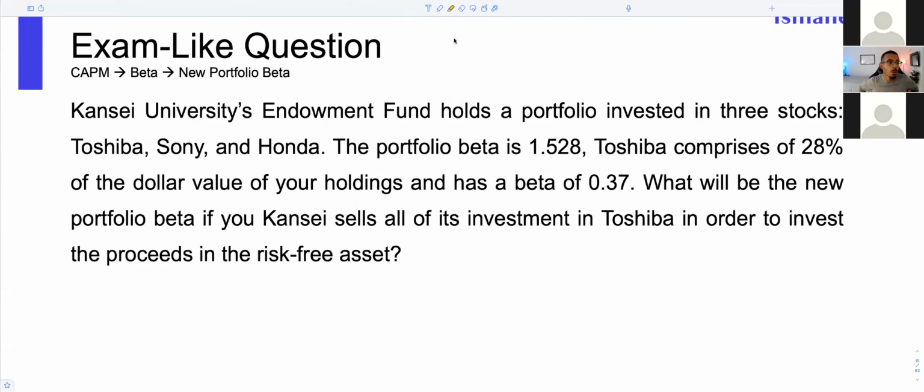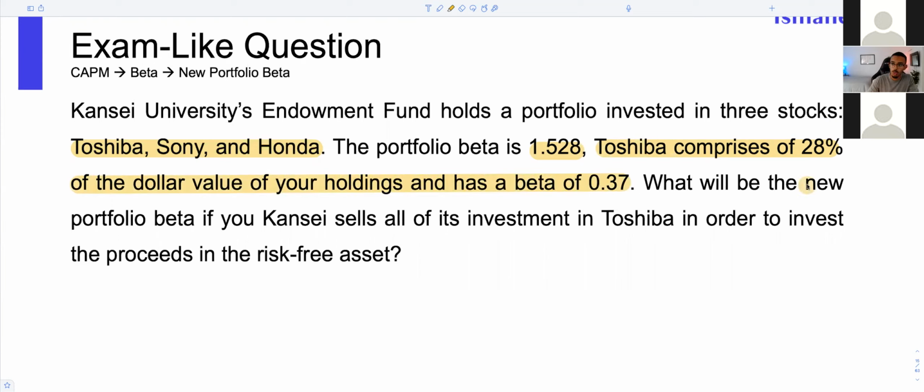All right, so new portfolio beta question. We have Kansei University's endowment fund, okay? And this endowment fund holds a portfolio invested in 3 stocks: Toshiba, Sony, and Honda. The portfolio's beta is 1.528. Toshiba comprises 28% of the total value of Kansei University's fund holdings, and it has a beta of 0.37. Now we're asking you, what will be the new portfolio beta?